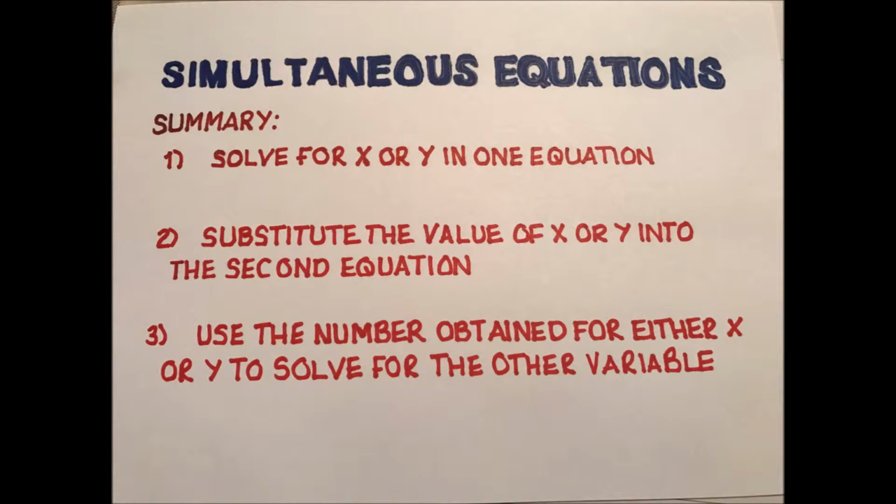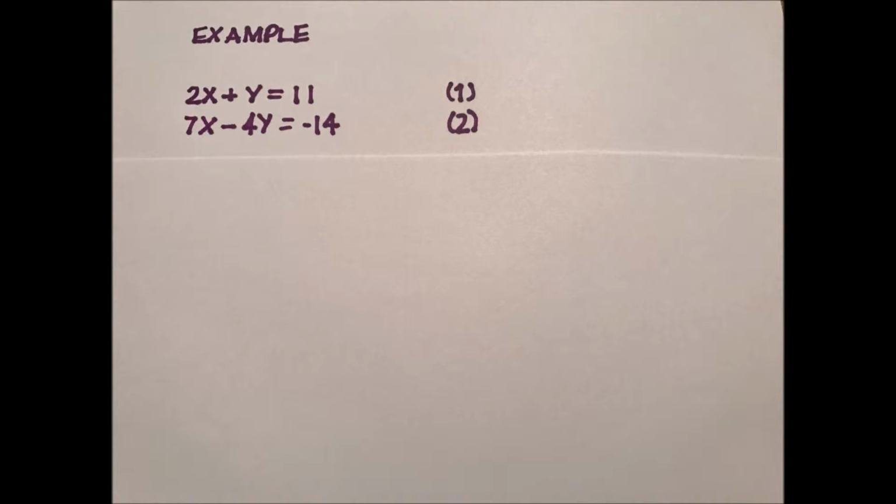Firstly, solve for either x or y in one equation. Secondly, substitute this value of x or y into the other equation and solve. Thirdly, use that number for either x or y to solve for the other variable. Now we consider the first example.